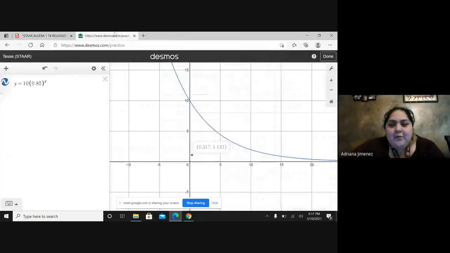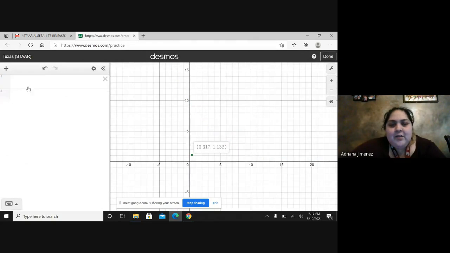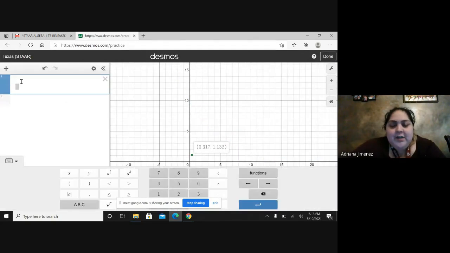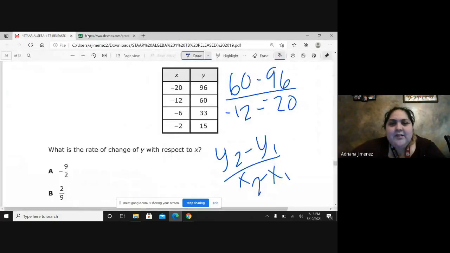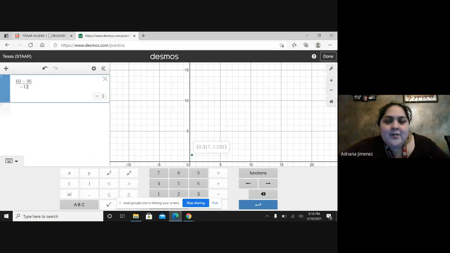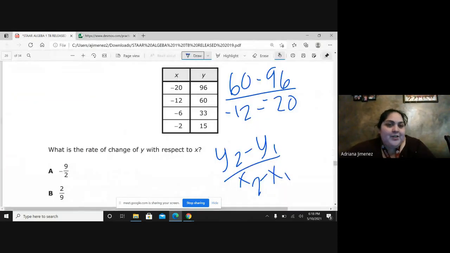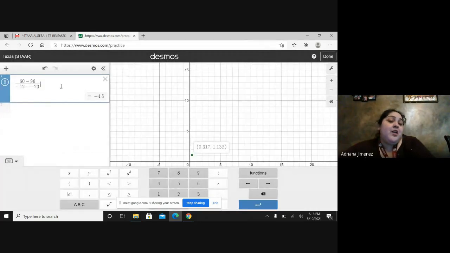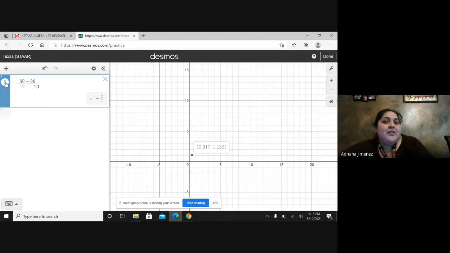So we go back over here and we're going to use Desmos for it. We hit the division key and we put 60 minus 96, and then negative 12 minus negative 20. Here we go, negative 4.5. But all the answer choices are in fractions. So how do we get this fraction from this right here? You just click this button right here, and it changes it to a fraction, negative 9 over 2.